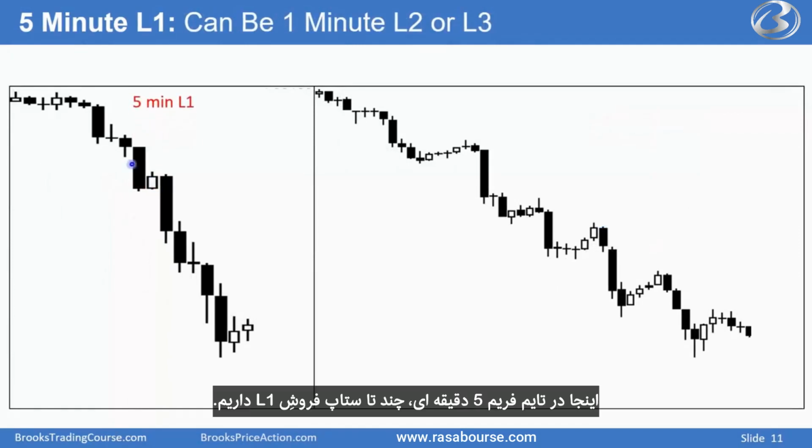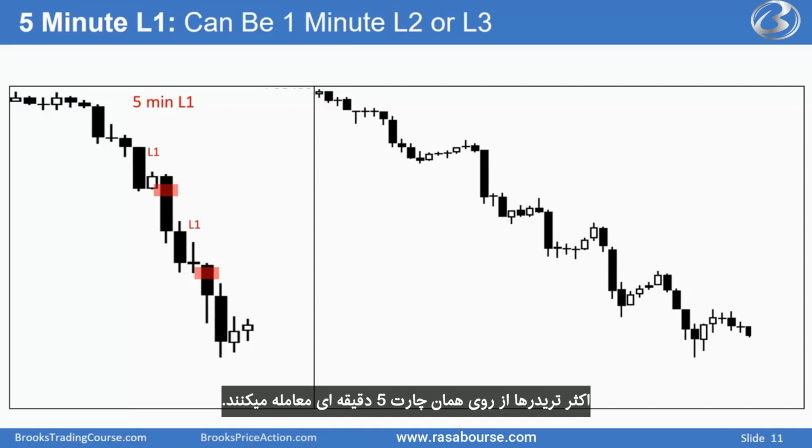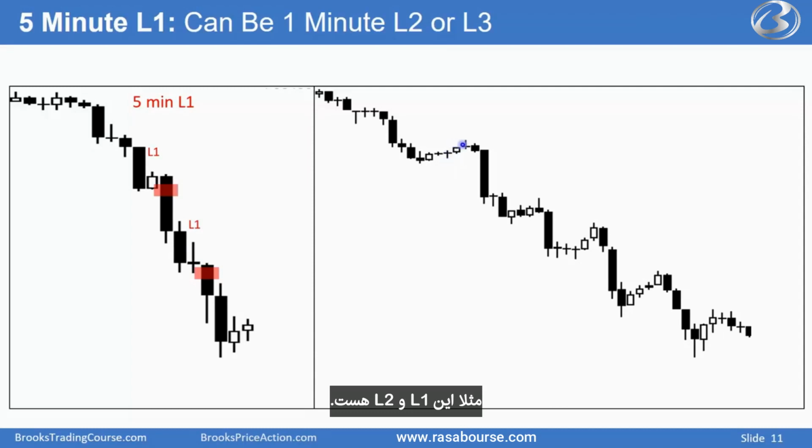Again, we have a series of low 1 shorts on a 5-minute chart, and they can be more complex on a 1-minute chart. Most traders should just simply trade the 5-minute chart. But if you wanted to, you could always put up a 1-minute chart. Low 1, low 2. Micro double top, low 2.